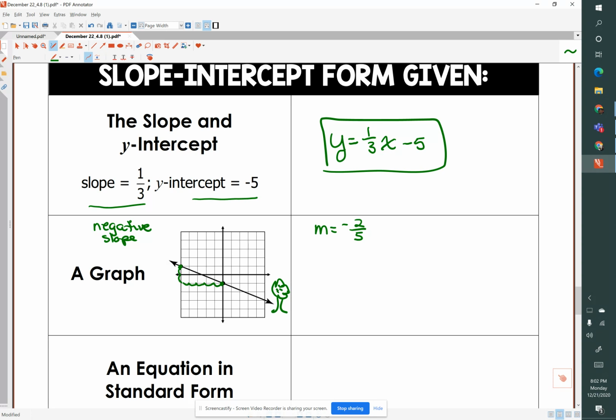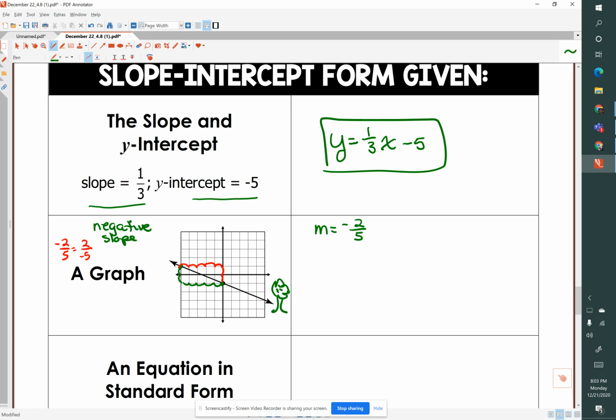So we can say -2/5. But also, I know some of you have asked this question, so I always want to cover this. If we have -2/5, there's another way we can write that. We can go up 2, so that would be a +2, but we go left 5, and that would be a -5. Either way, that is a negative slope. It doesn't matter. So our slope is -2/5.